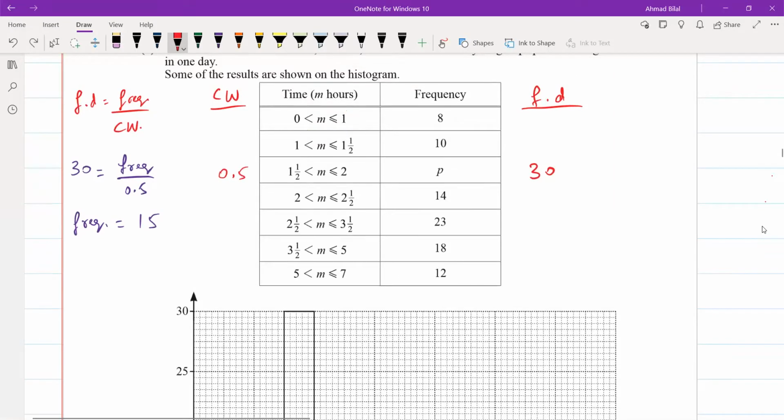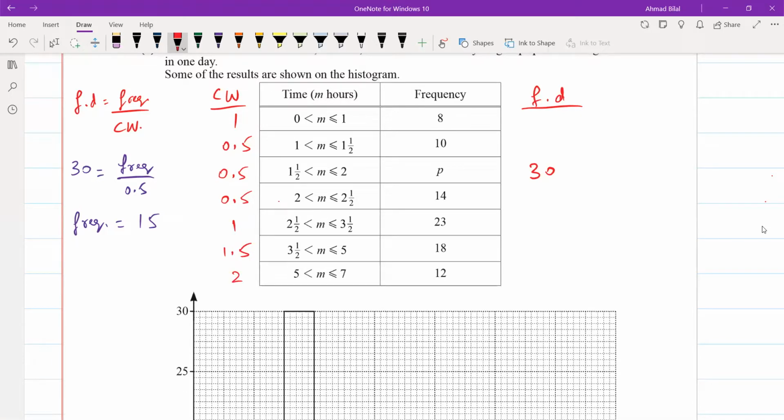So 0 से 1, the class width is 1. 1 to 1.5, that's 0.5. 2 to 2.5, that is again 0.5. 2.5 to 3.5, that is 1. 3.5 to 5, that is 1.5. So all I'm doing is I'm subtracting from the upper limit the lower limit, and I get the class width. 7 minus 5, that gives us 2. ये हमारी होगी सारी class widths.